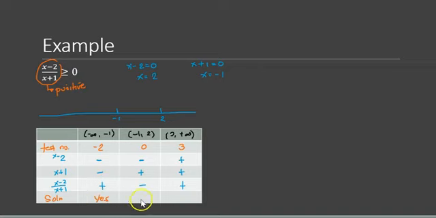So yes, this is negative, no. And since this is positive, yes. So that means all the numbers in this interval will give you a positive value for this expression. And then all the numbers in this interval will also give you positive. So your answer would be from negative infinity to negative 1 and 2 to positive infinity.